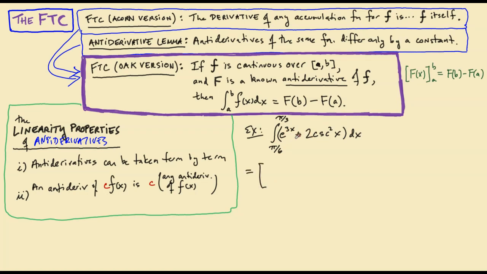So let's try that. What's an antiderivative of e to the 3x? Well, this is a classic guess and adjust kind of thing. It's an exponential function, and we know that an antiderivative of e to the whatever is e to the whatever, but we do have to worry about the chain rule.